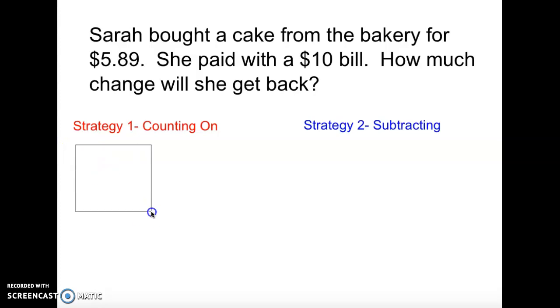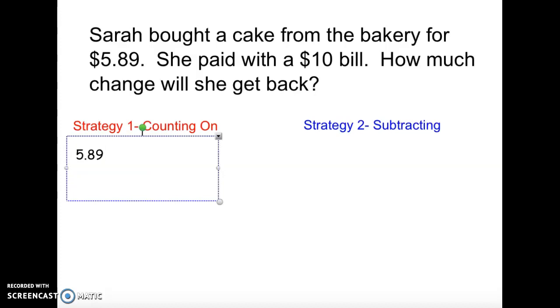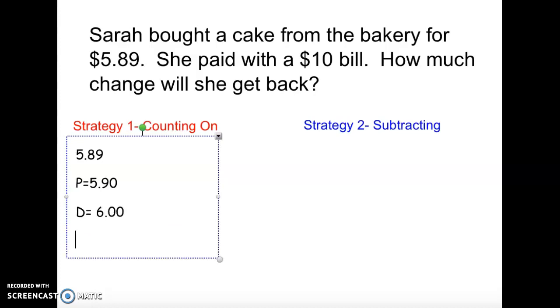For our first strategy, counting on, we are going to start at our $5.89. And we are going to try to count on to something easier to handle. So we are going to put in a penny, which will get us $5.90. We will add a dime, which will get us to $6. And now I can take bigger jumps. So we can do dollar, dollar, dollar, dollar, which equals our total that we need to get, $10.